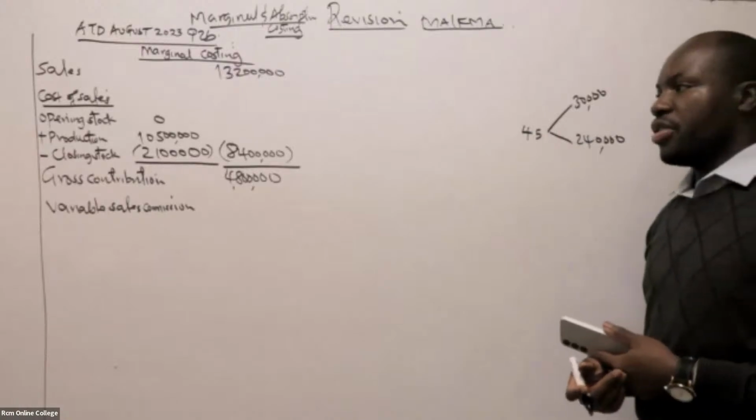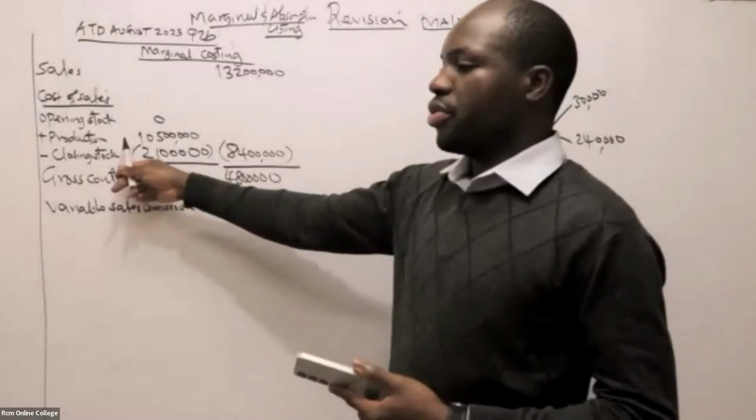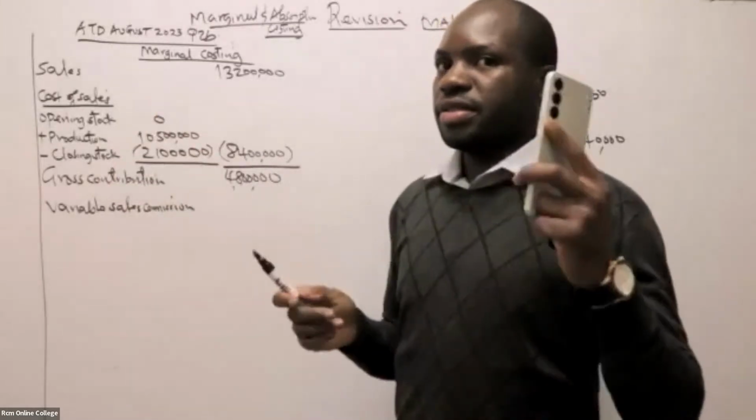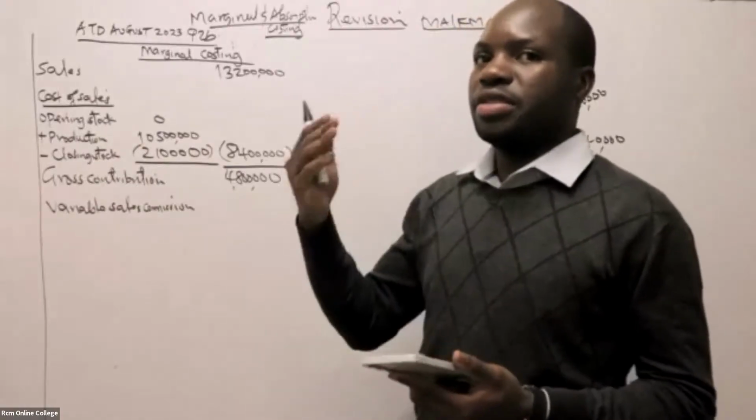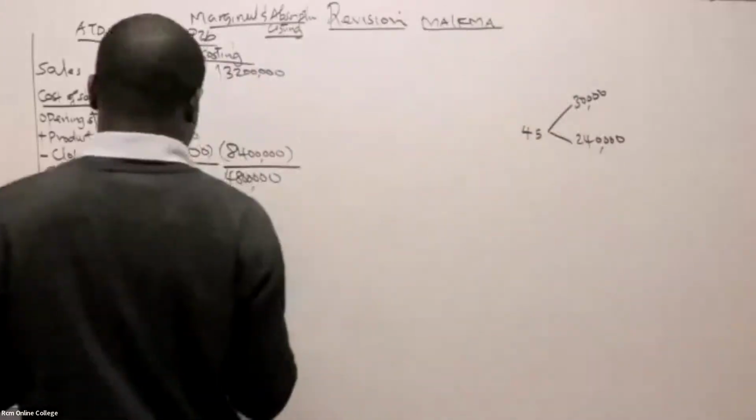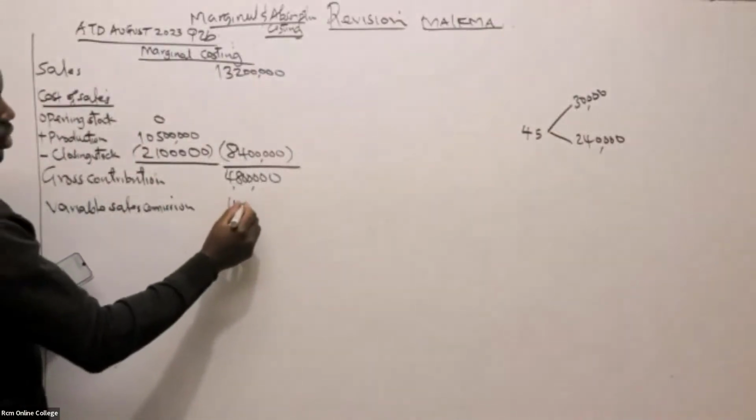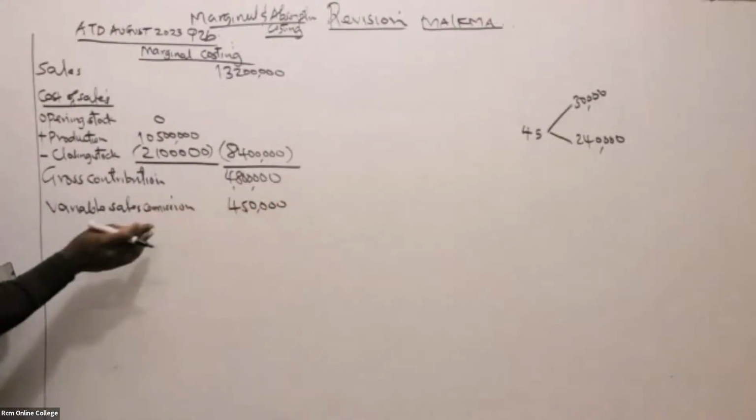Some people normally confuse this and do it with the units produced. Remember, the sales commission is dependent on the number of units that were sold, and therefore we base it on the number of units sold. So that will give us 450,000. In this case, we just need to copy and paste it here.